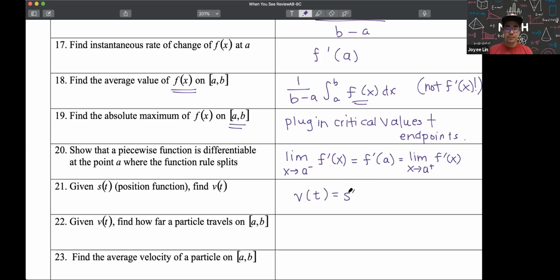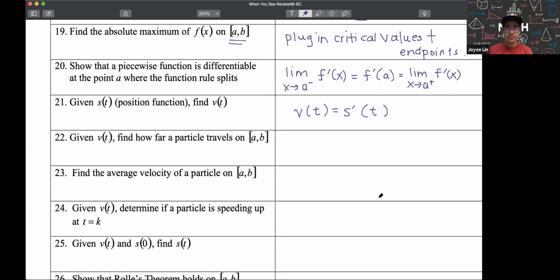Okay, pay attention to the wording for the next one. How far a particle travels given v of t? How far a particle travels on a to b? Aha, I got disagreement. This one says how far it travels, so it's total distance. This would be the integral from a to b of the absolute value. This is not displacement. This is total distance.